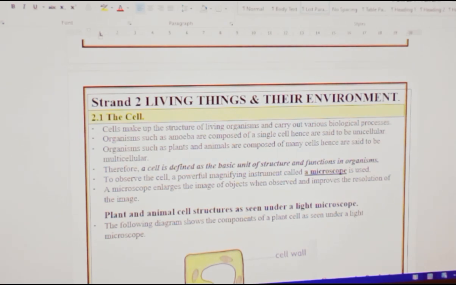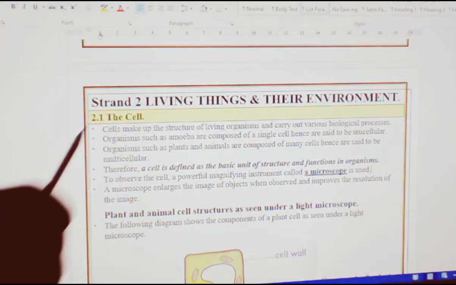So I will be having the first lesson of integrated science, which is class 8, work under living things and the environment. Hope you are going to enjoy the lesson. So wherever you are, let us kick off this lesson. First of all, our introduction: we are going to discuss the word the cell.